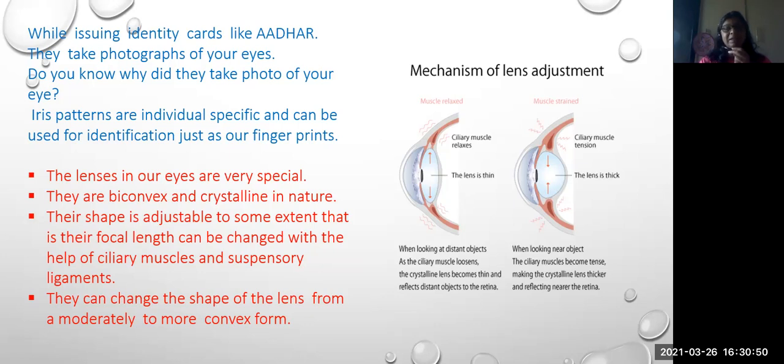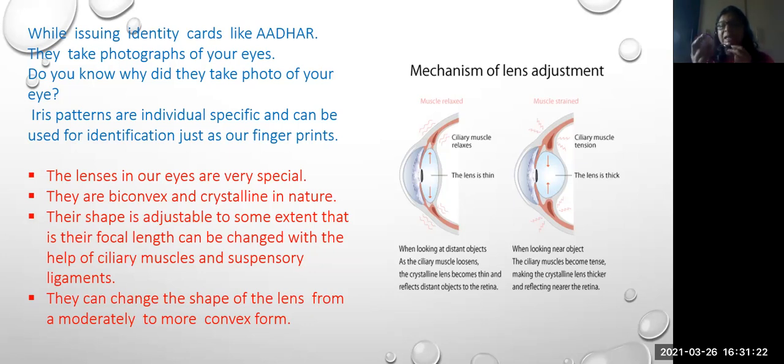So the lenses in our eyes are very special. Can you see here? This is the lens. The lens is thin and the lens is thick. How is the lens thin? When you are going to see far away objects. So when we're looking at distant objects, as the ciliary muscles loosen, then this crystalline lens becomes thin and reflects distant objects to the retina.